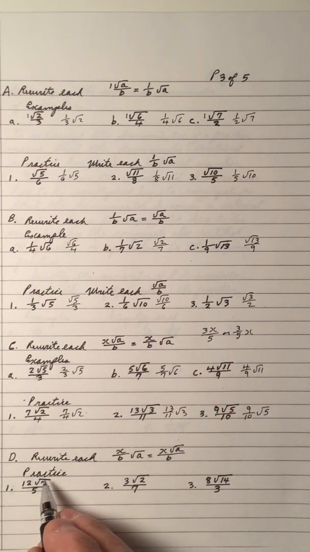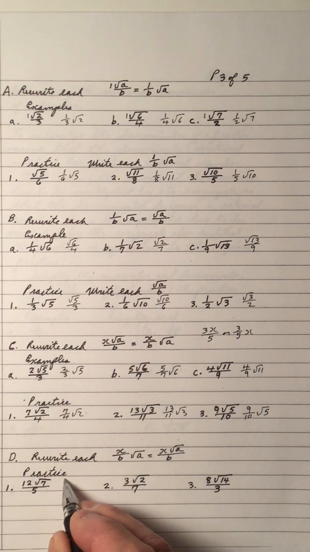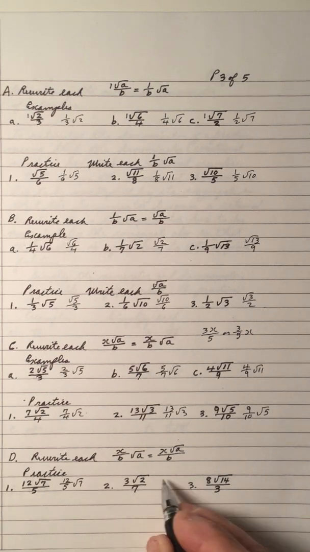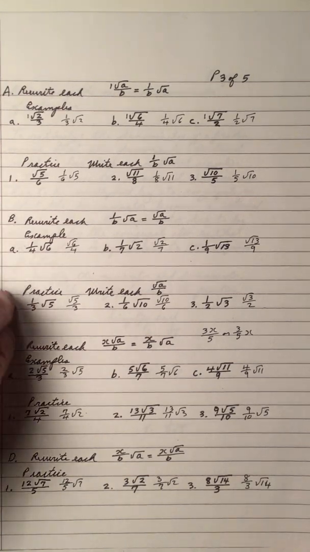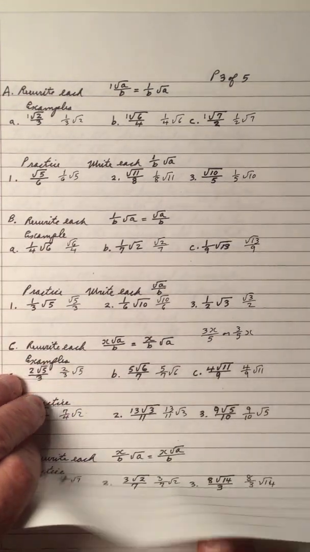Rewrite as extra practice. So we want 12 root 7 over 5 is 12 over 5 times root 7. 3 over 7 root 2. 8 over 3 root 14. Let's continue.